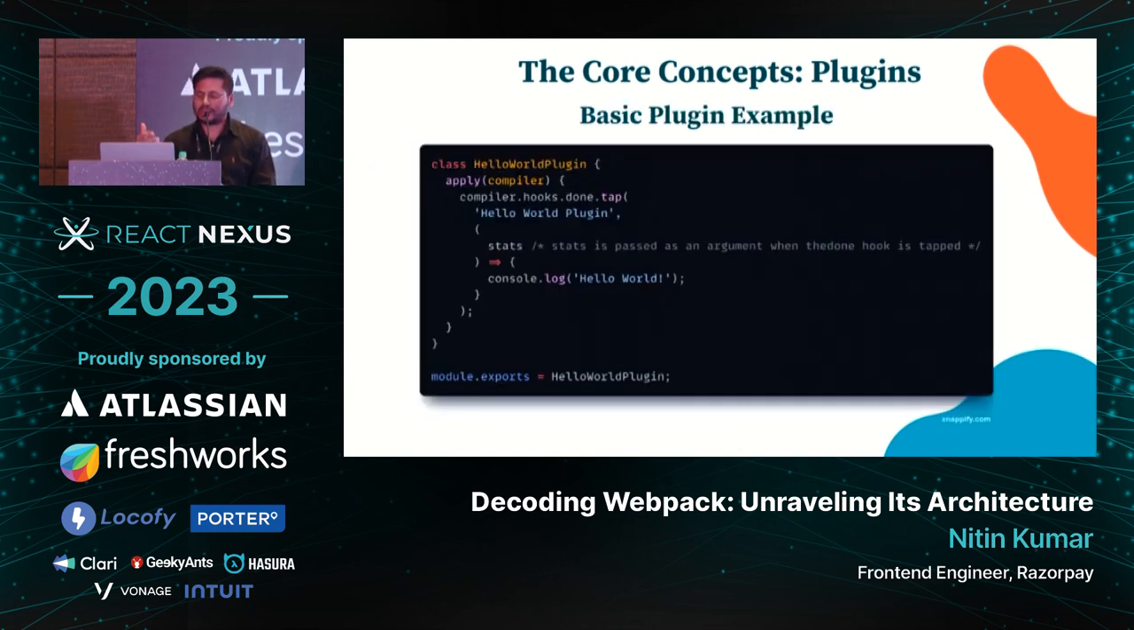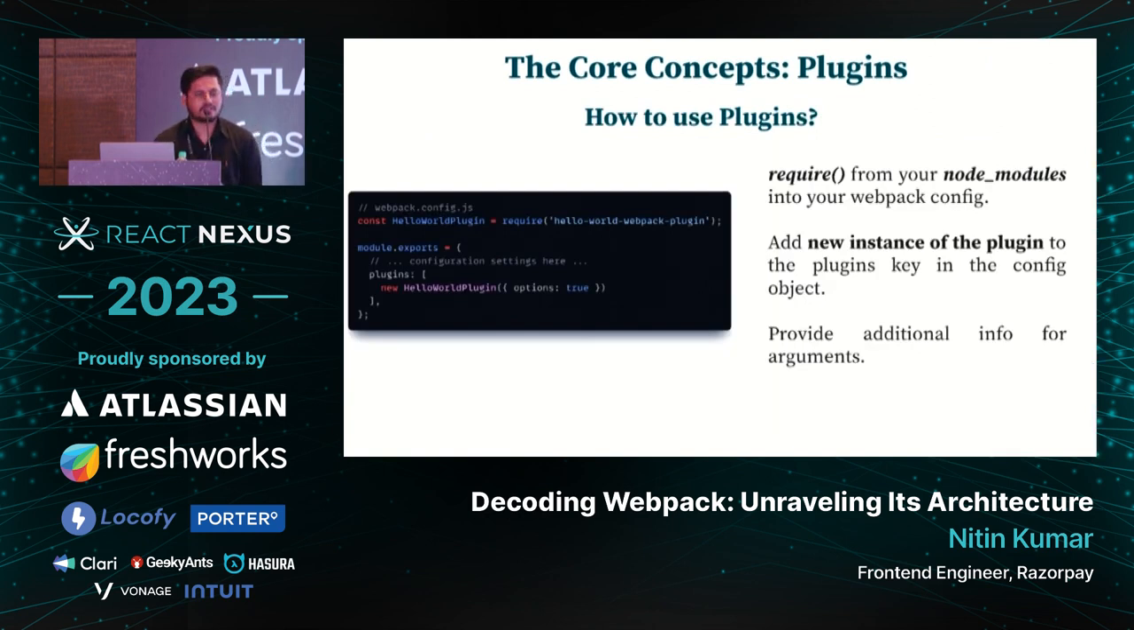This is an example of a plugin. You define a class, and you define an apply method on it. It accepts a compiler argument, and through the compiler, you can tap into different hooks. This plugin just prints hello world when the compilation is done.